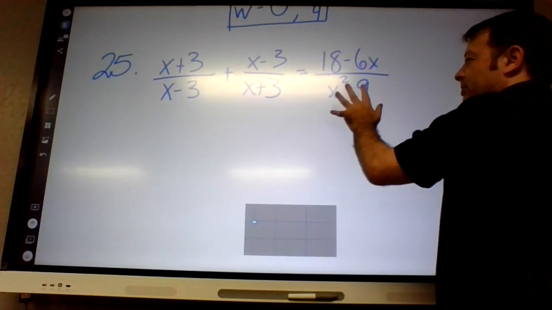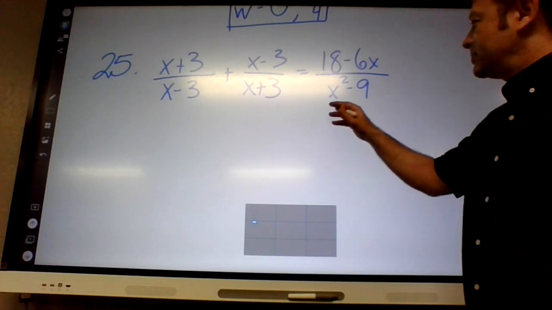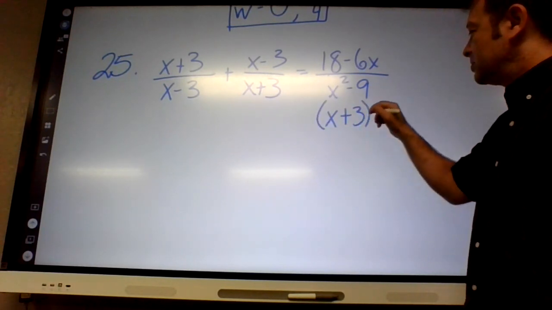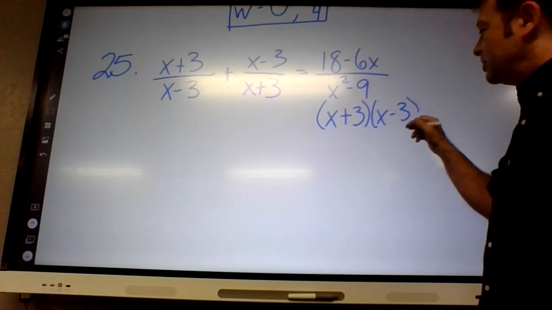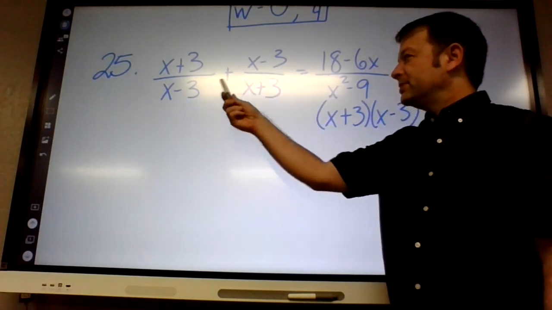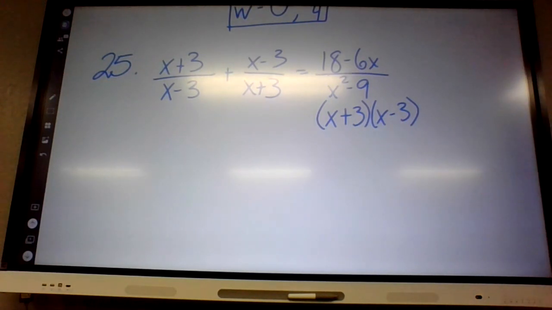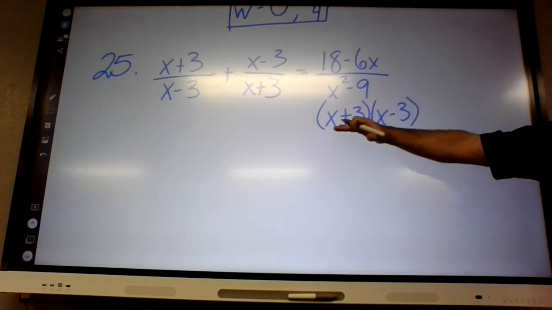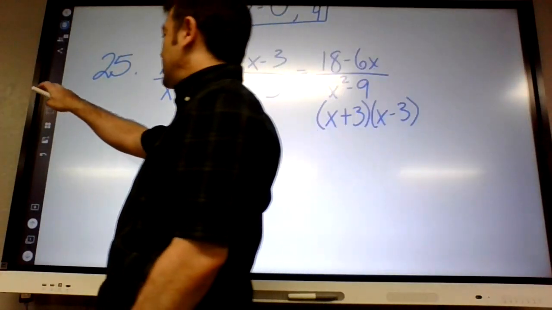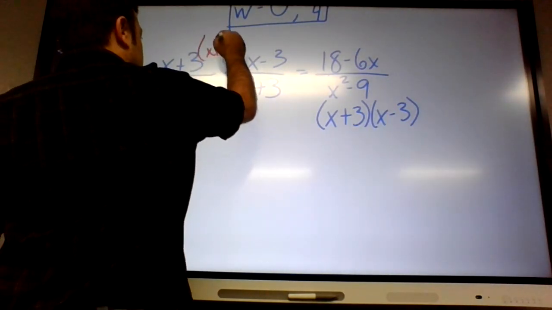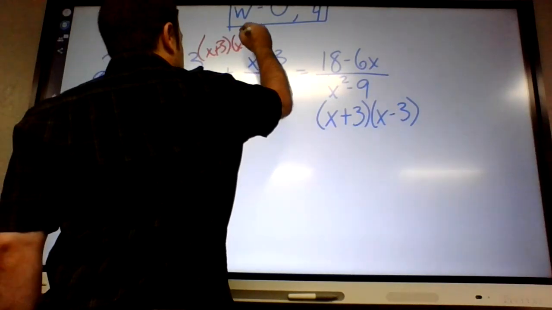Well, what's x squared minus 9 if I factor that? What's that turn into? x plus 3, x minus 3. So notice all those. What do they all go into? x plus 3, x minus 3. So I'm going to multiply each term on both sides by this, because they will cancel out with the denominator.